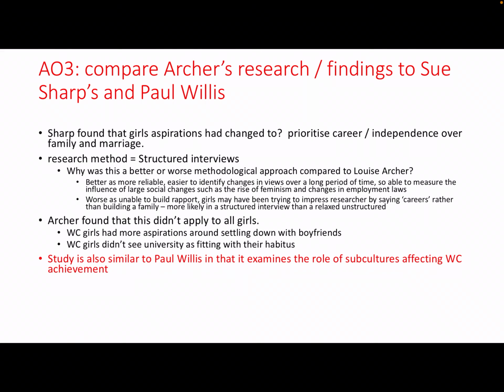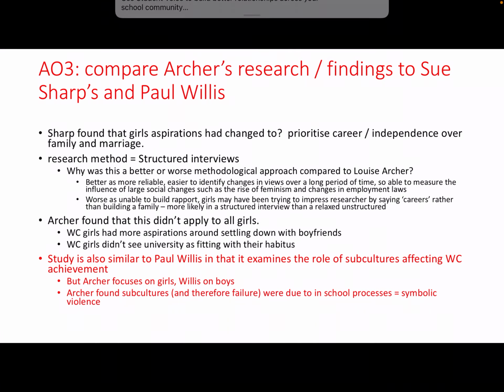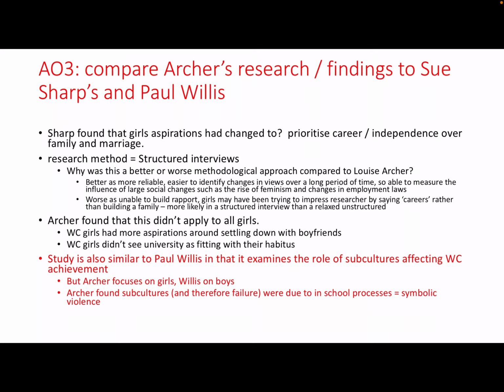That's not just her, from Mary Fuller. Her study is very similar to Paul Willis, okay, because it examines the role of subcultures affecting working class achievement. That's a similarity. But Archer focuses on girls, Willis focused on boys. Archer found that subcultures and therefore failure was due to in-school processes. She found the subcultures were formed because of the symbolic violence those groups suffered. But Willis found subcultures and therefore the failure was actually because of home socialisation, because of what was happening at home, socialising them into fatalistic attitudes. So two very different causes for their ultimate failure.